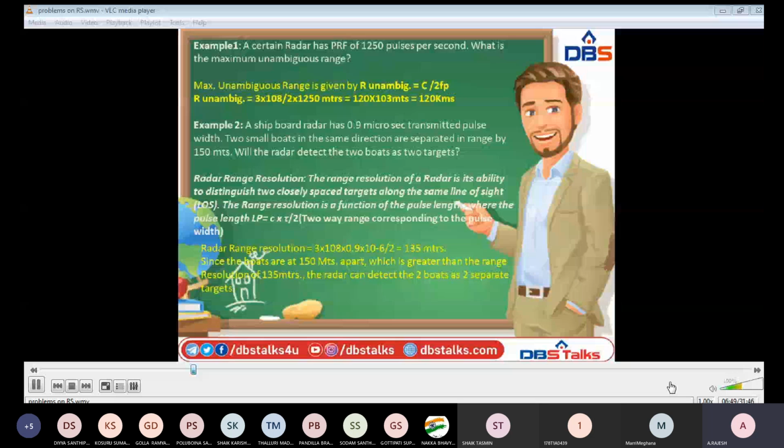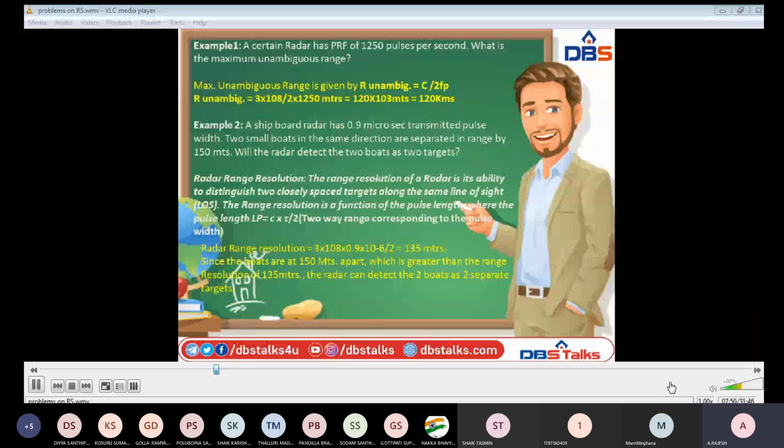Here C is nothing but the velocity of light, so its value is 3 into 10 to the power of 8 meters per second, divided by 2 into FP, which is given as 1250. What is PRF? Pulse repetition frequency. So that is equal to 3 into 10 to the power of 8 divided by 2 into 1250, which equals 120 into 10^3 meters, that is 120 kilometers.